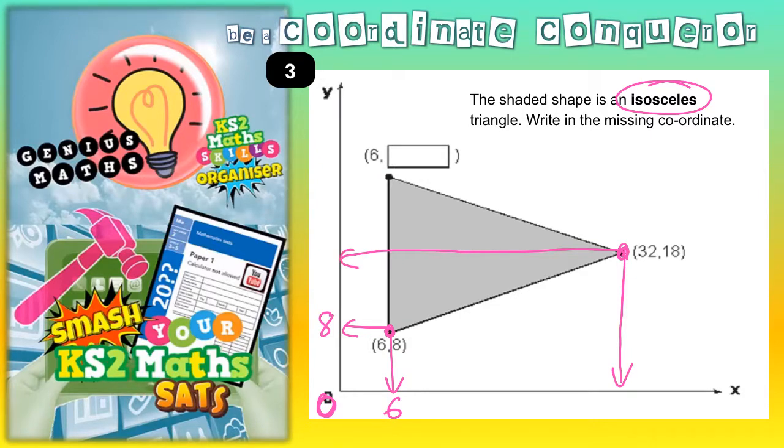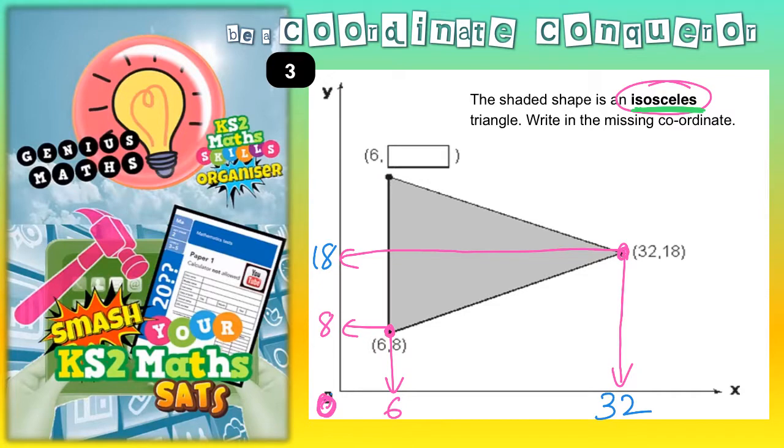So 32, 18. So from 0, 32 is 32 along the corridor. So this arrow along the bottom is level with 32, and the arrow up the side must be level with 18. Now this is where you need a little bit of knowledge, because it's an isosceles triangle.